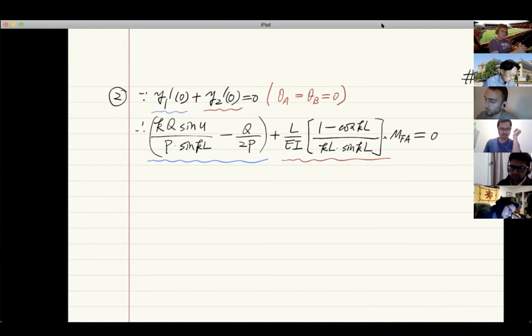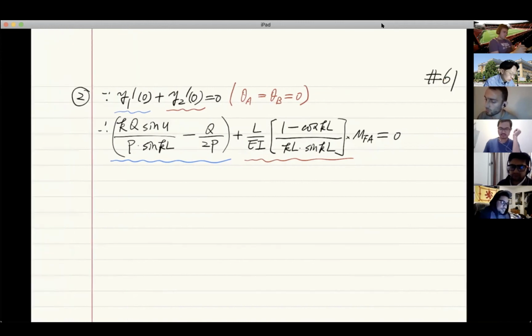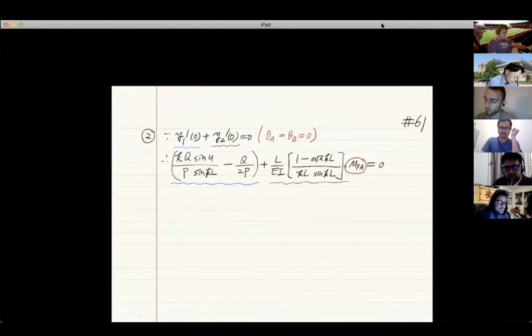Why are we doing this? Because by using these boundary conditions, we can determine the unknown. And that is the foundation for the slope deflection method that we use extensively in structural analysis. In this case, what is the value of MFA?